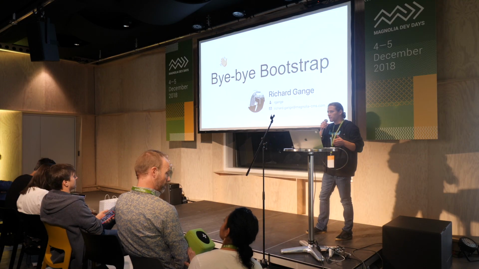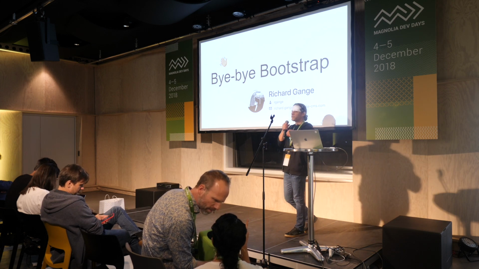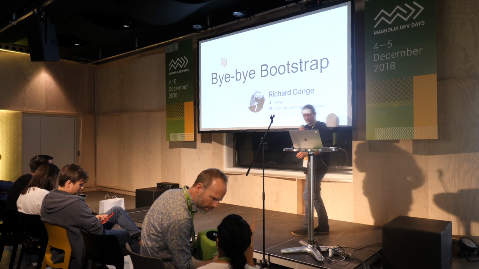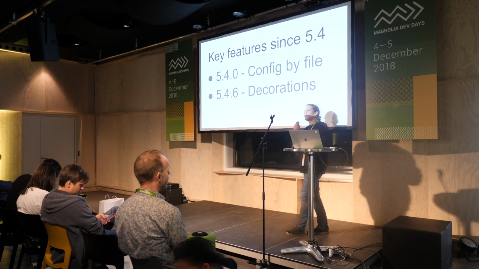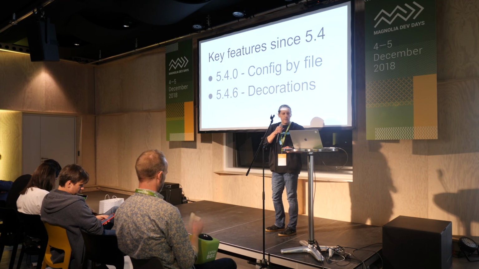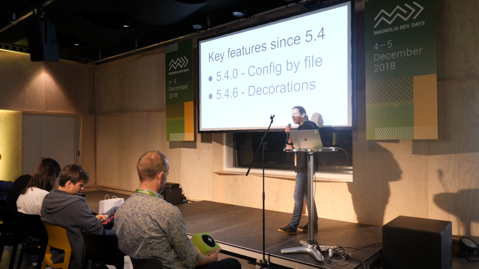This talk, like a lot of my other talks in past conferences, has always been inspired through support, and this is no different. So I want to start off with some terminology. The old days. The old days are anything before Magnolia 5.4. Why? There were a couple of key features in 5.4. The first one, 5.4.0, configuration by file, which is the genesis of light development. And then we saw 5.4.6 decorations.